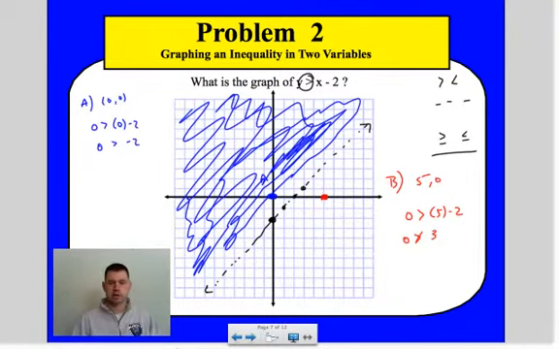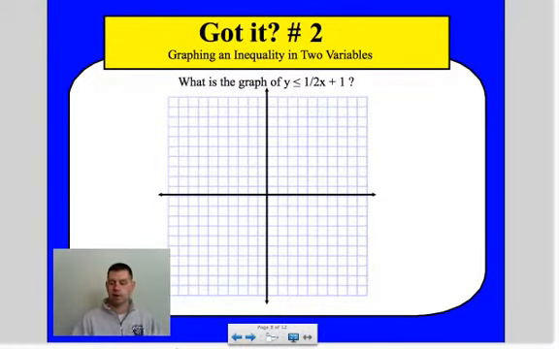And that's the inequality. So that's what yours should look like. It should be some line with some shading. So go ahead and do got it number 2.